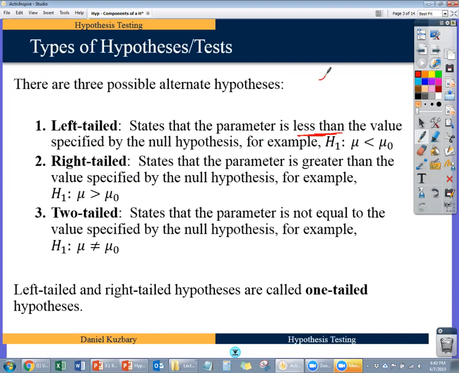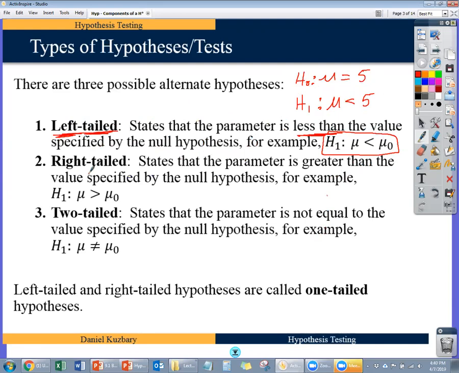So we think mu is equal to 5. A left-tailed test would say, well, if that's not true, then we're going to say mu is less than 5. So maybe we think this is true, but we have to start out with a null hypothesis. The left-tailed test would say mu is less than 5. So the less than corresponds to the left tail. Think left side, less than. The alternative hypothesis looks like this, so you would use that one.